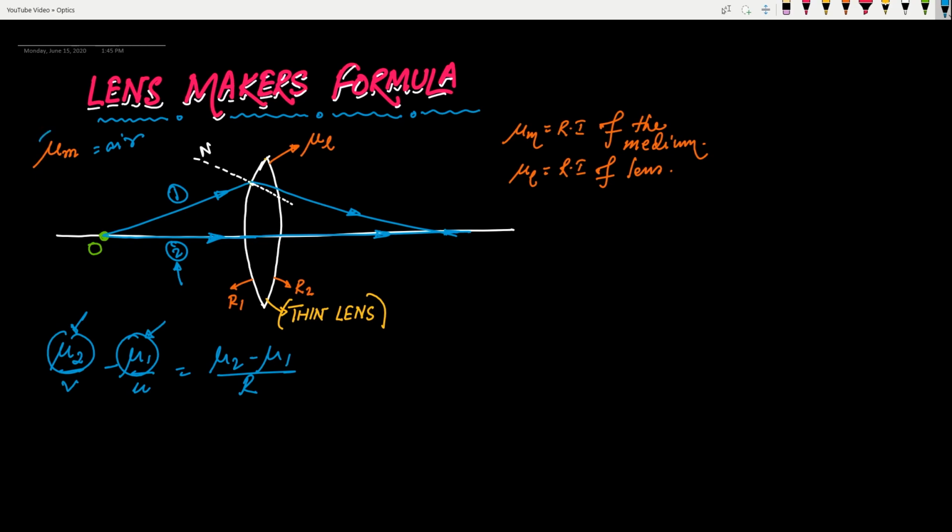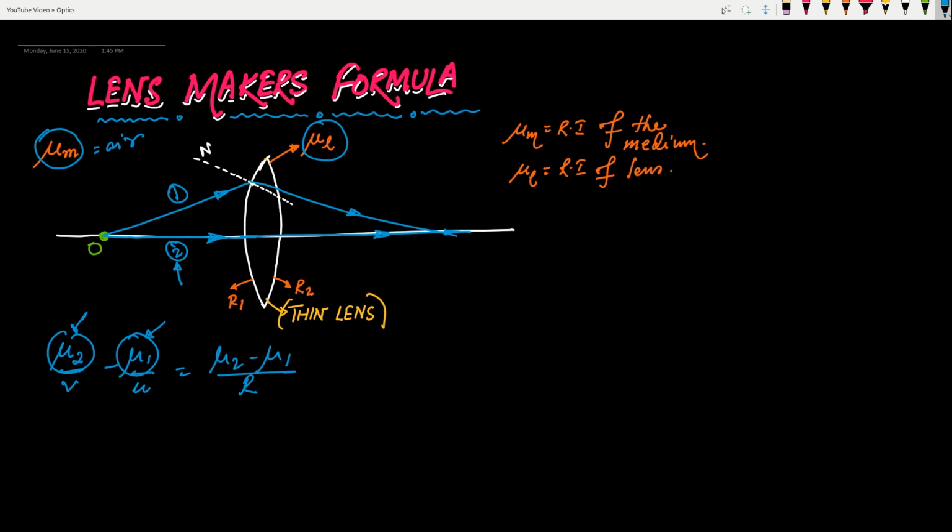Why? Because as you can see, mu m is air and this is mu l, that is refractive index of glass. Maybe it is made up of glass, and we know that refractive index of the lens is greater than the refractive index of the medium, since the medium is air. Therefore, as the light is entering from optically rarer medium to denser medium, therefore after refraction the ray will actually bend towards the normal. Therefore, as you can see, this will be the ray diagram.